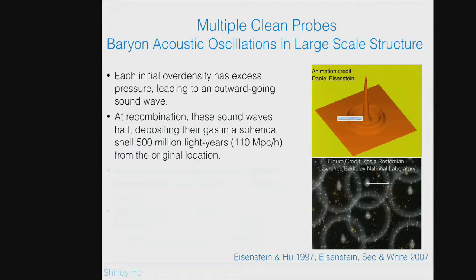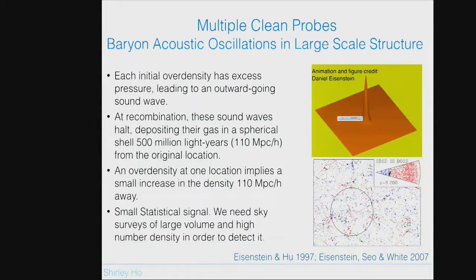Again, each initial overdensity has excess pressure leading to an outward-going wave. At recombination, this sound wave deposited basically all the gas in a spherical shell 500 million light years, which is 110 megaparsec, from the original location. So that's something you've seen yesterday. Hopefully now it really gets to you.